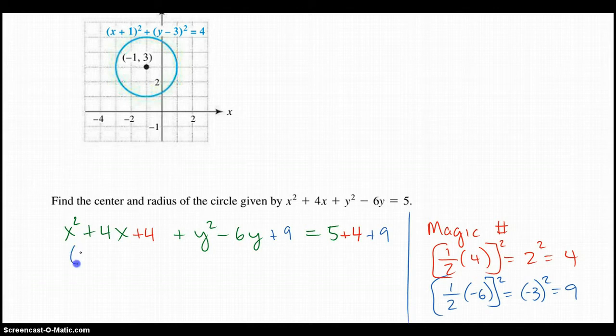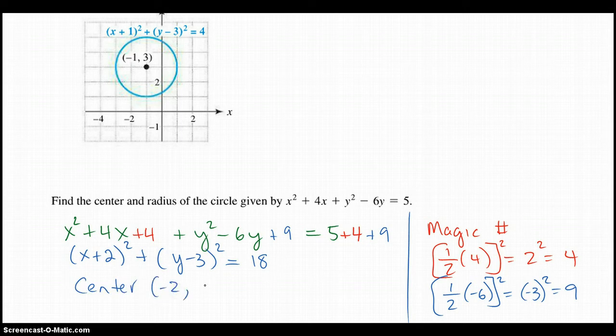So this becomes (x plus 2) squared. The y's become (y minus 3) squared. We just factor the x's, factor the y's. And the right side, if I just add these up, I get 18. So now we know the center is the opposite sign of this for the x, the opposite sign for the y, and the radius, well, it's not perfect, but I could still figure it out. It's the square root of 18, which, by the way, is about 4 point something. If you use your calculator, it's approximately 4.2.